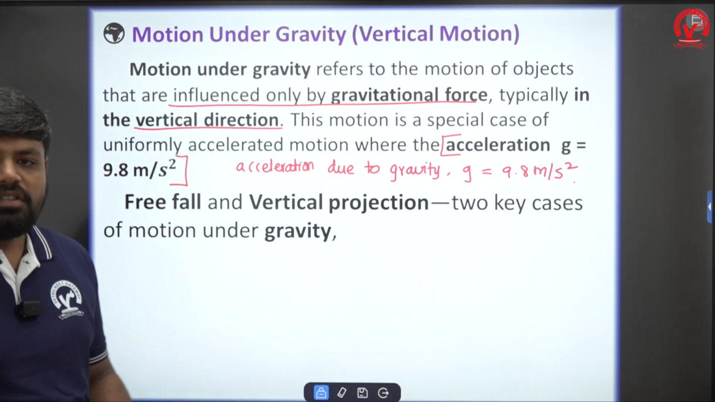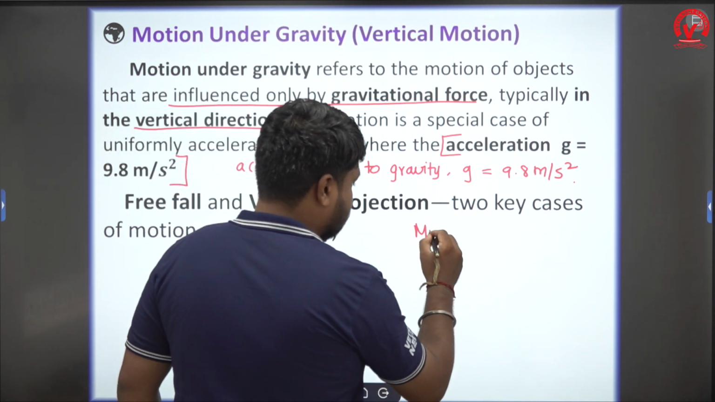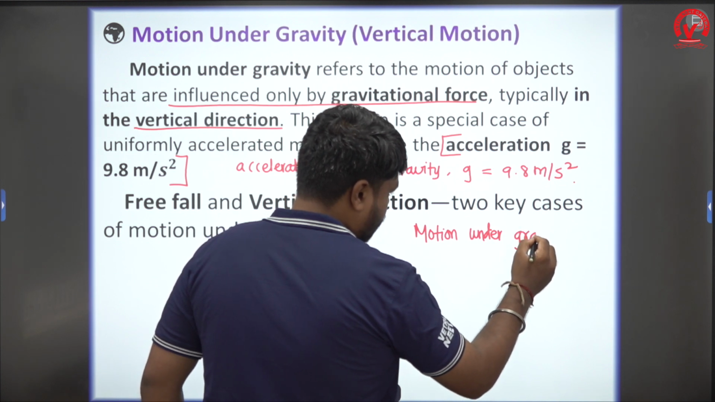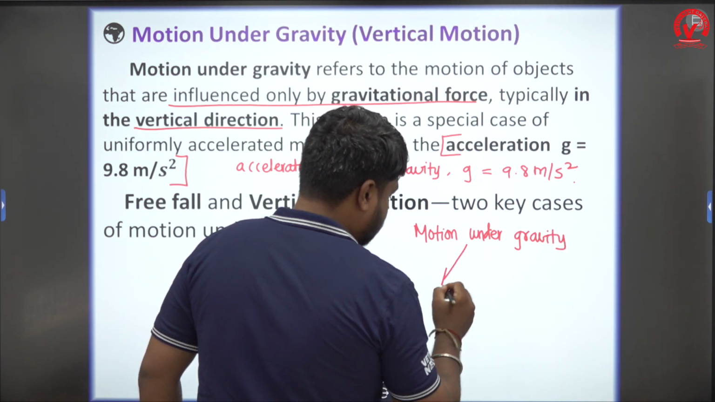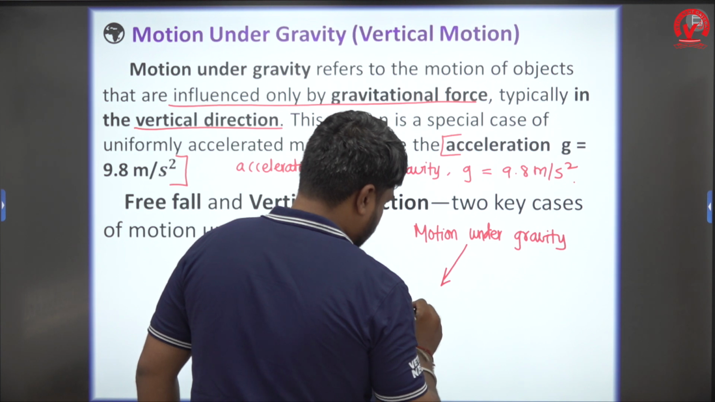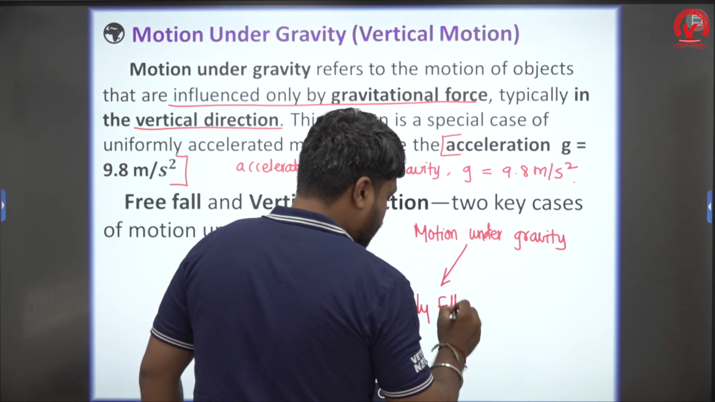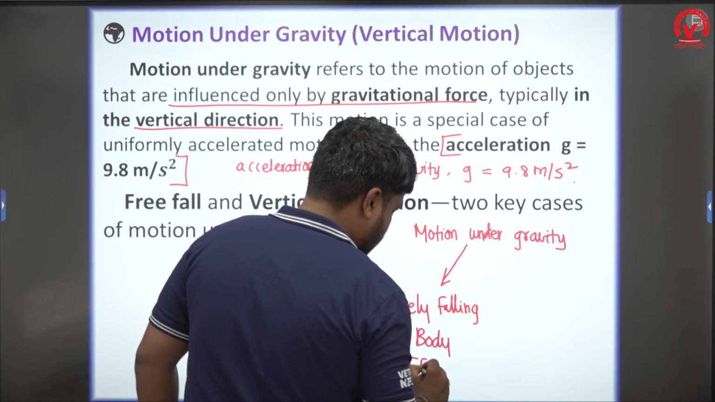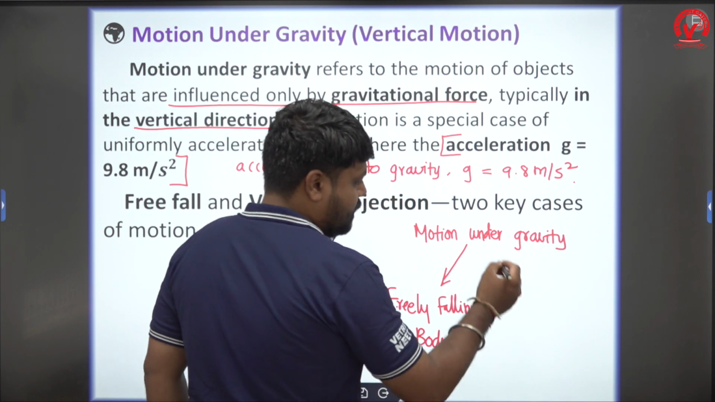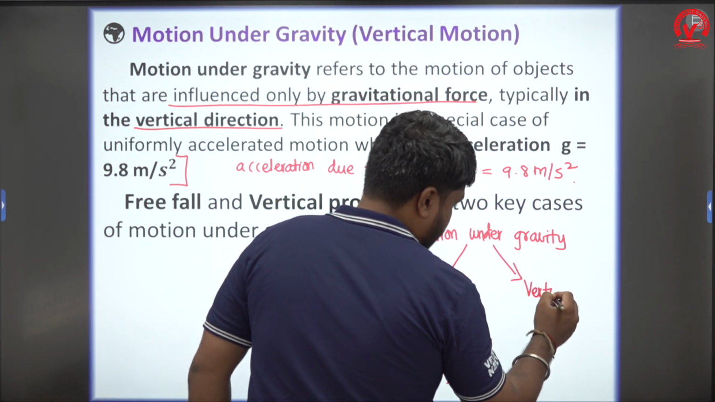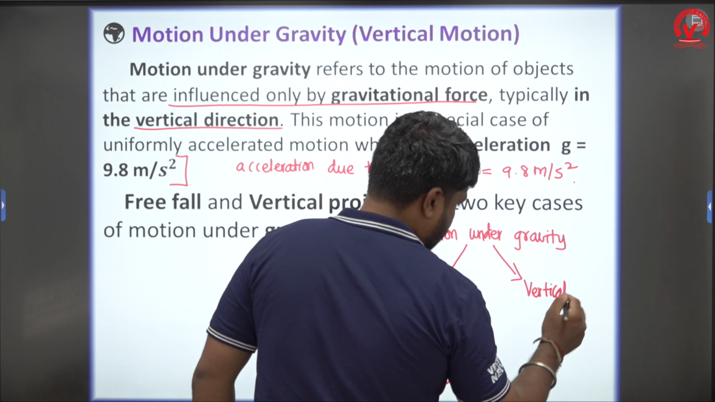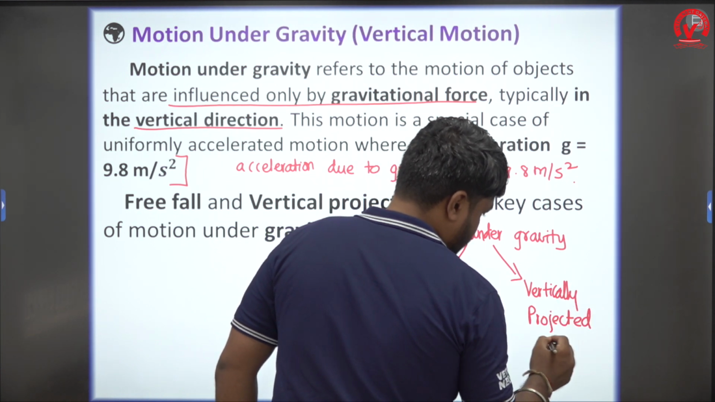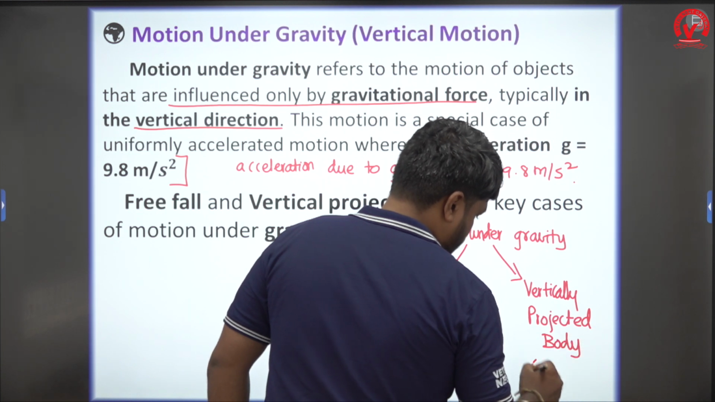Got it? So in this motion under gravity, there are two special cases. One is the freely falling body, which shortly we can call FFB. Another one is the vertically projected body, VPB.